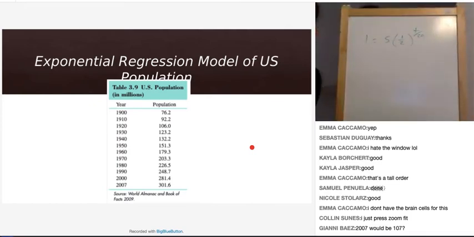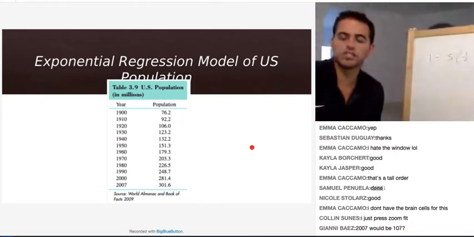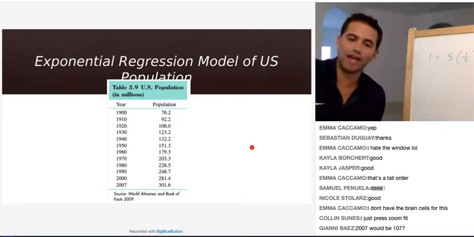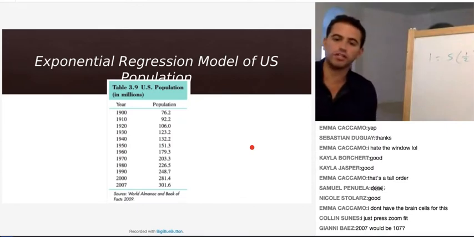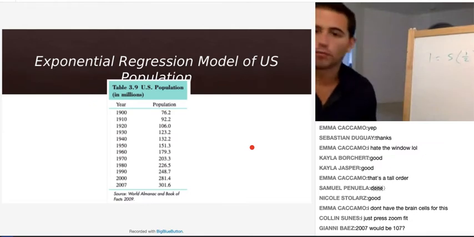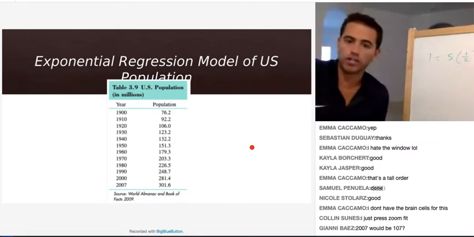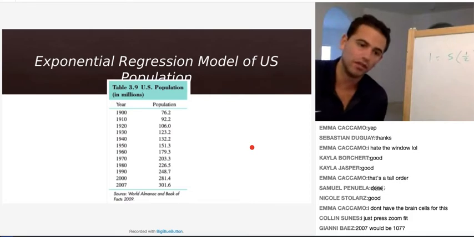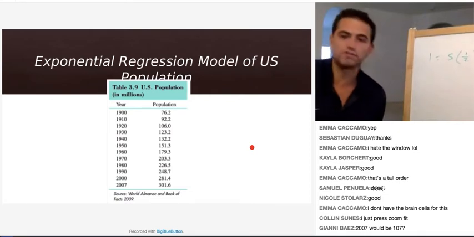And then here's the question I have for you. The question is, what is the prediction for 2007? We have the actual number for 2007, 301.6 million. I want to know what our prediction would be, and how off it is, basically. So figure out how wrong is our prediction based on our model, all right, for 2007. Tell me when you got it or if you have a question.